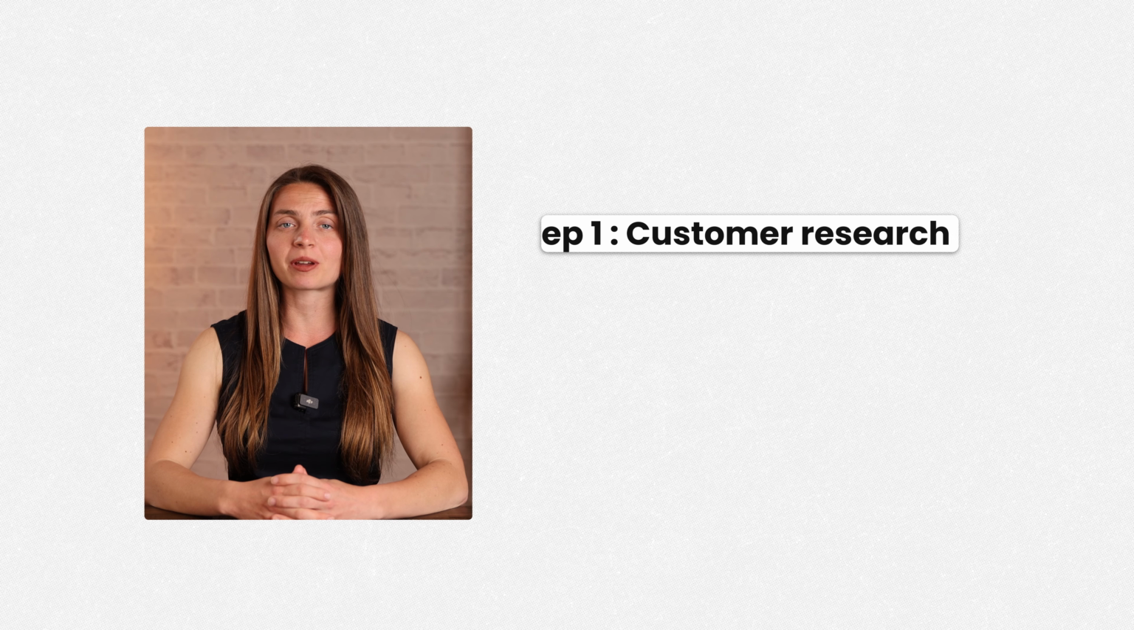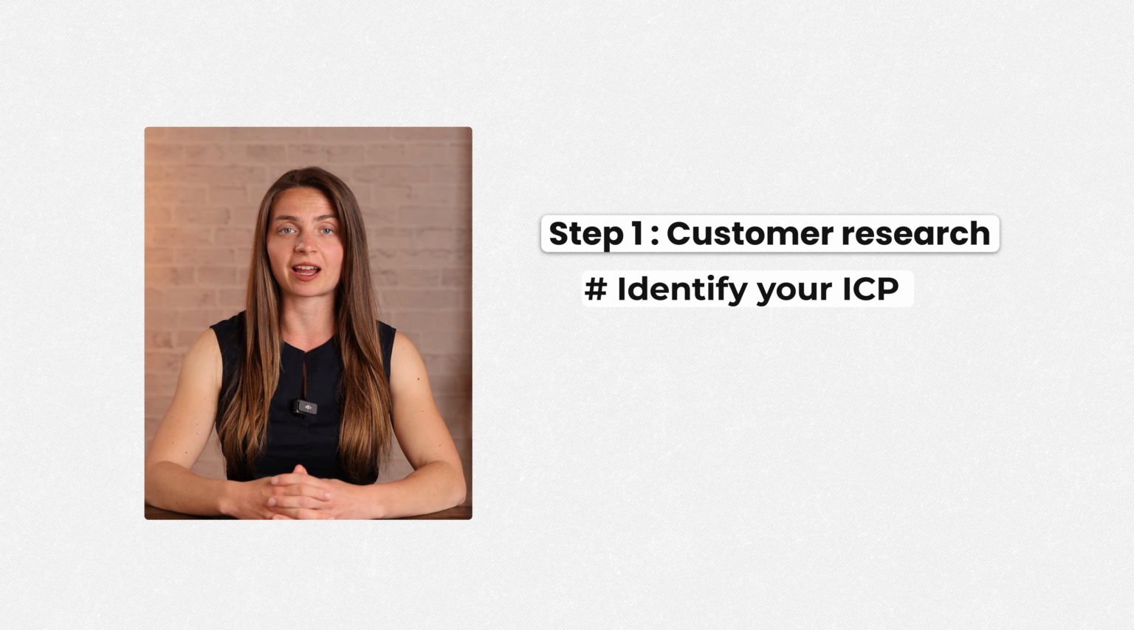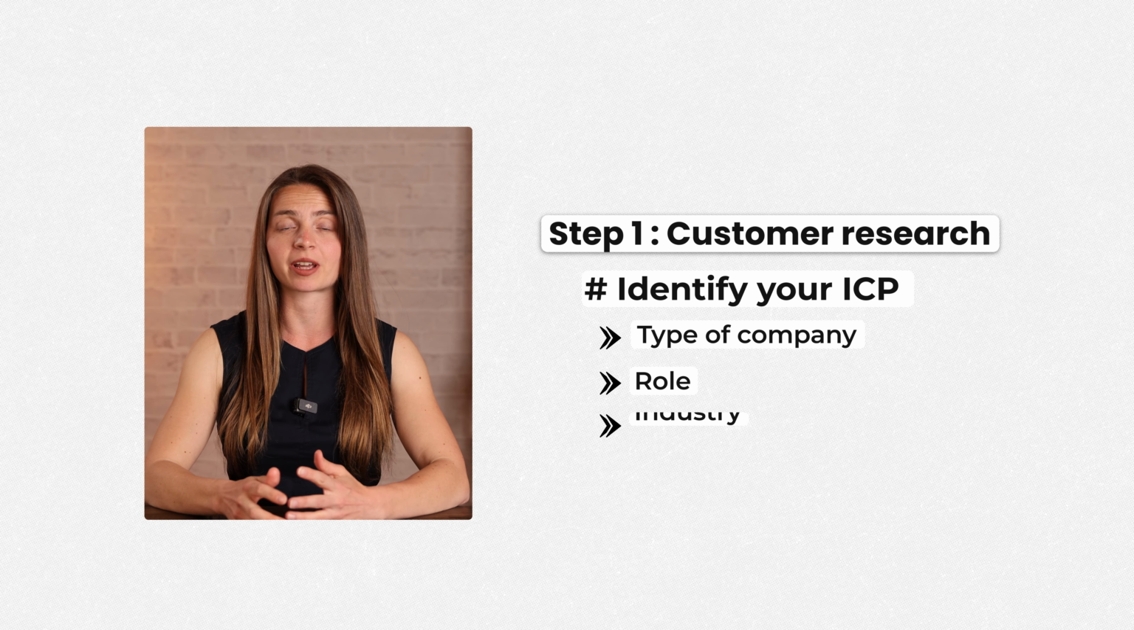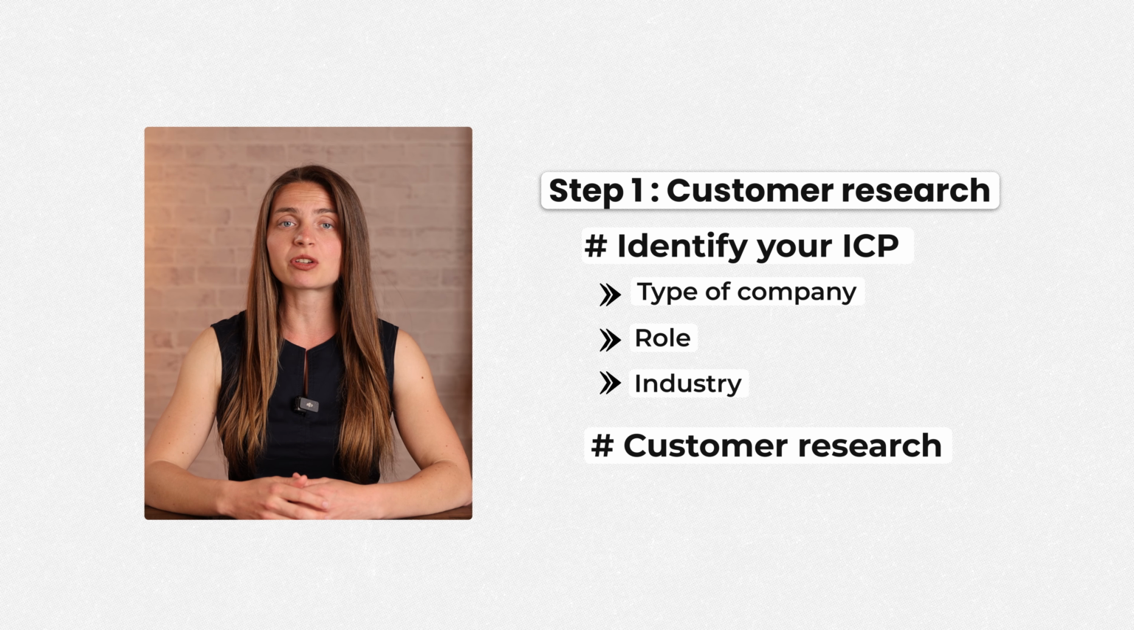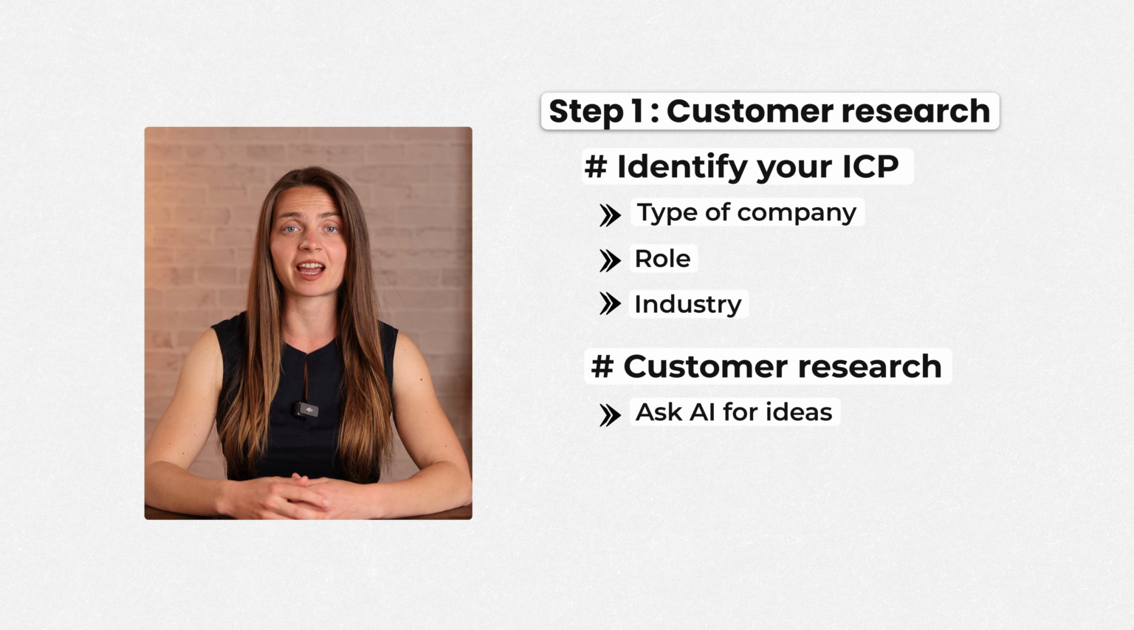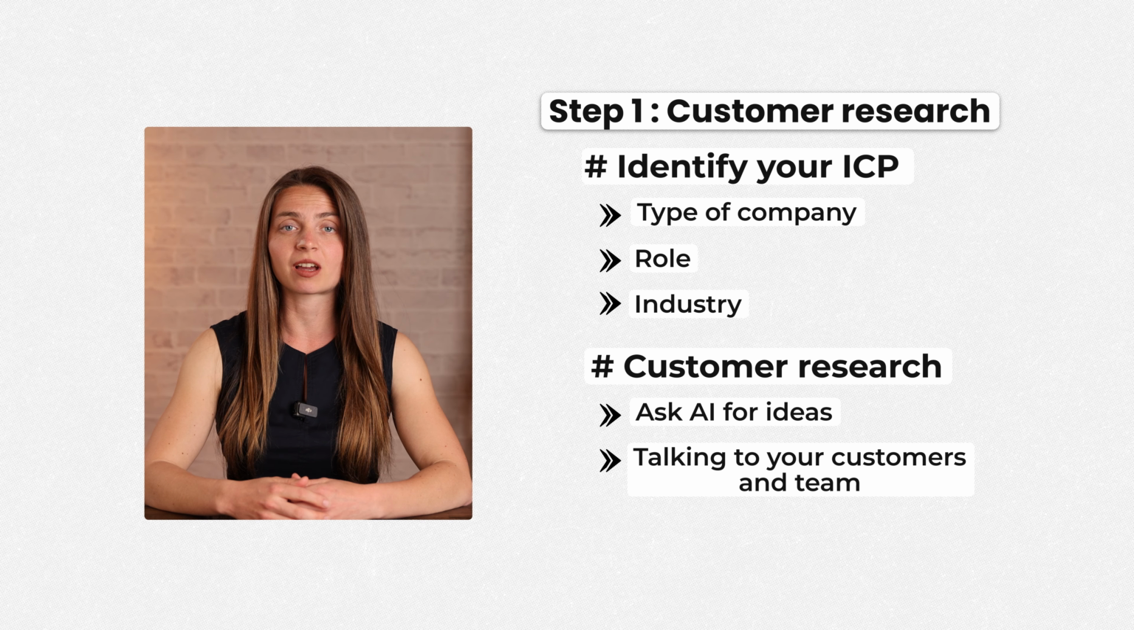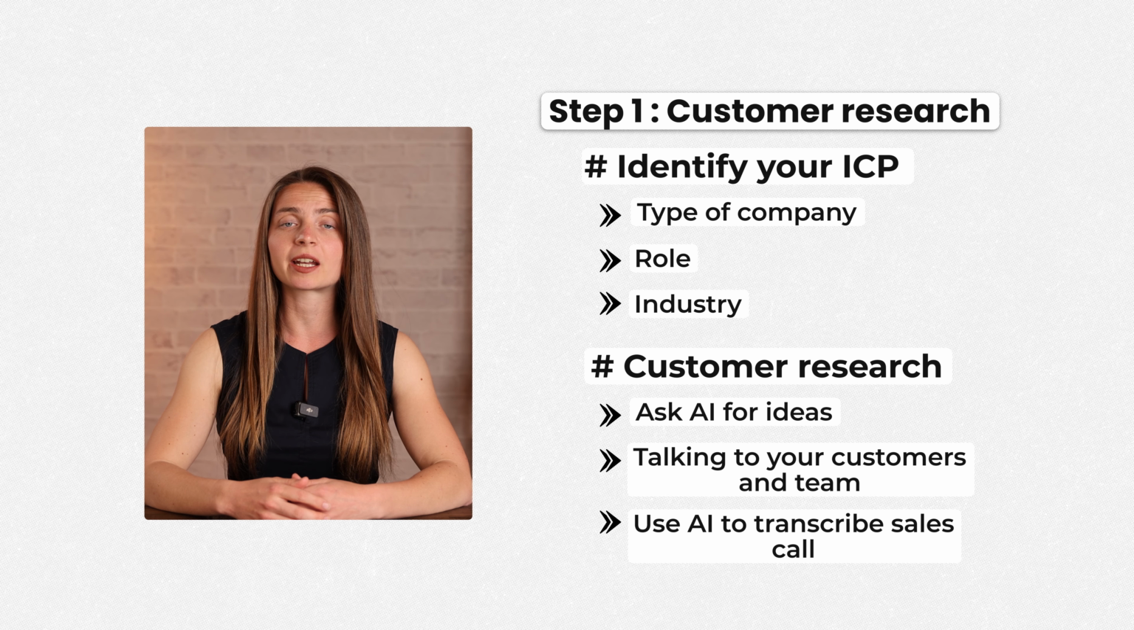Okay, so your action item is to first identify your ICP and the specific pain points they face that your product actually solves. And you can do this by first asking AI for ideas, secondly, talking to your customer, product, and sales teams, or using AI to transcribe your sales calls and extract common pain points and common trends.